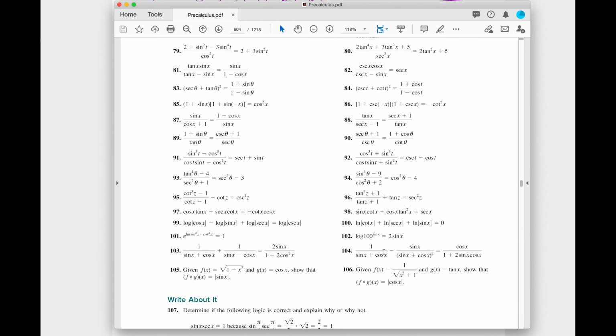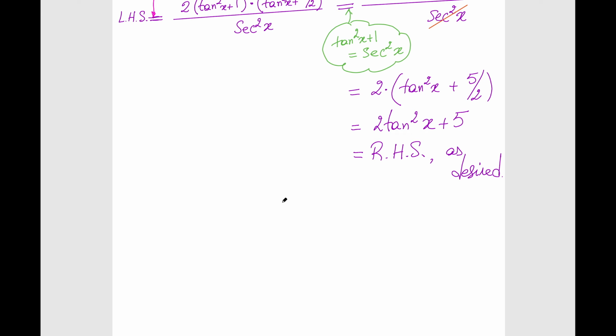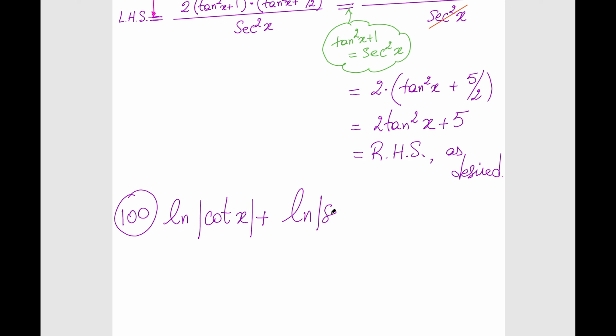Let's do 100. So ln of the absolute value of cotangent plus ln of the absolute value of secant plus ln of the absolute value of sine is equal to 0. This is 100. So I have ln of the absolute value of cotangent of x plus ln of the absolute value of secant of x plus ln of the absolute value of sine of x. I want to show that this sum is just 0.